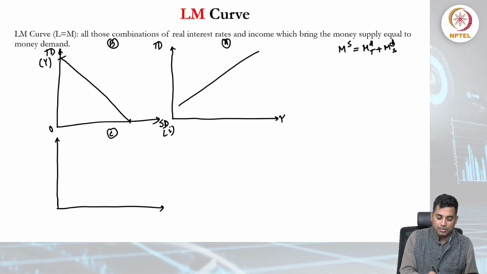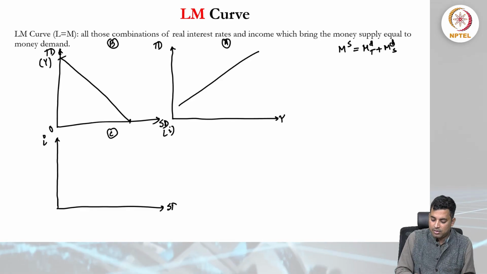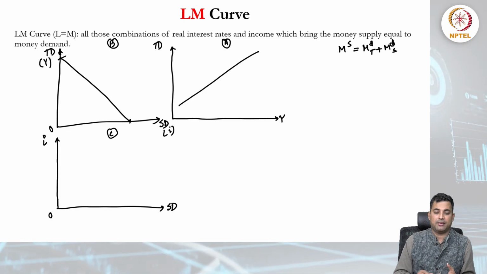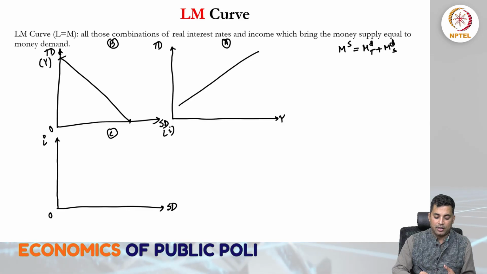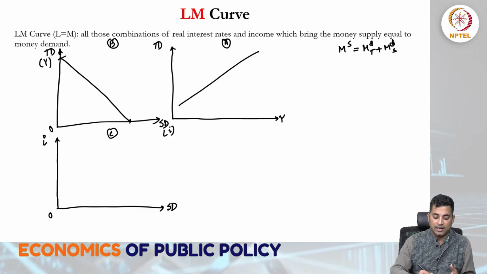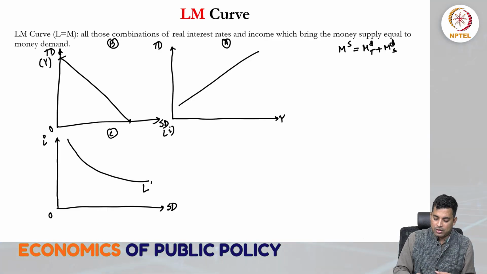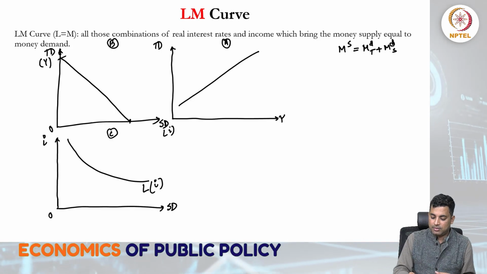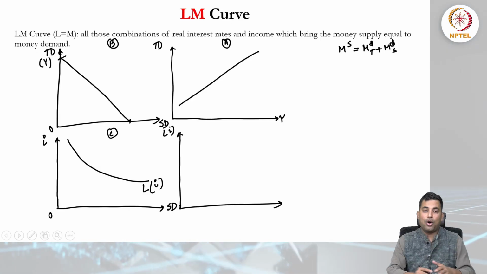Here we are trying to plot the relationship between the rate of interest and speculative demand for money. The amount of speculative demand for money that we have, we are keeping it here. And as we know, this depends on the market rate of interest, and demand for money is negatively related to it. So here is the liquidity equation, which is a function of the rate of interest. So this is panel C.